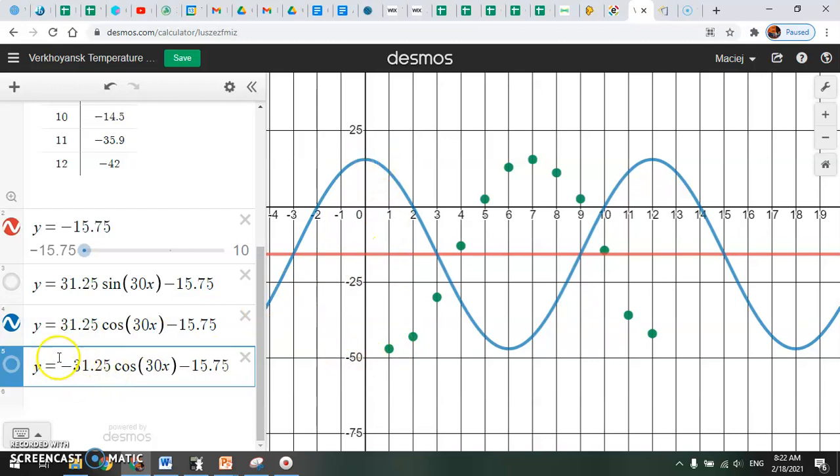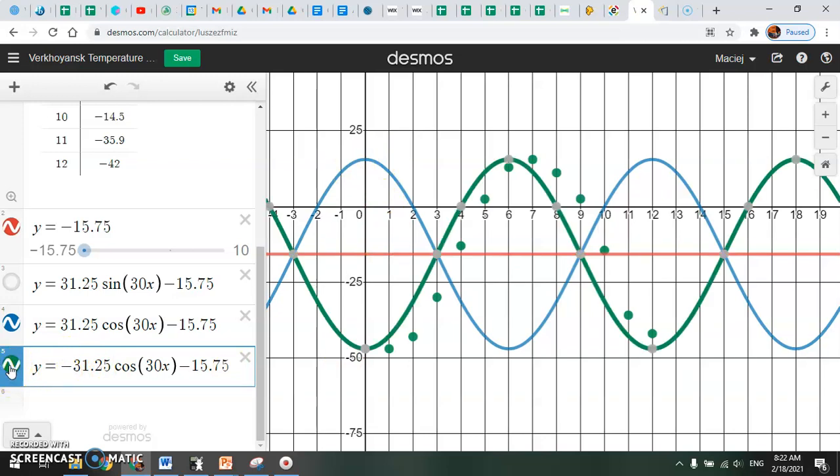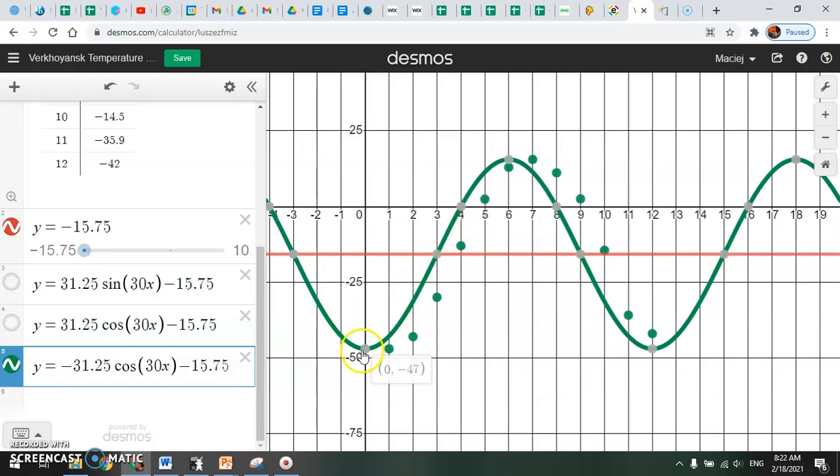So to flip it, we always put a negative in front. So look at this negative here. Watch what happens. There, it flips over. So much better. So again, cosine is the best model instead of sine because we begin at one of the max values, or min, and then we flipped it over. It's pretty good. It's still a little bit off. And there's an easy fix for this. Very easy fix.